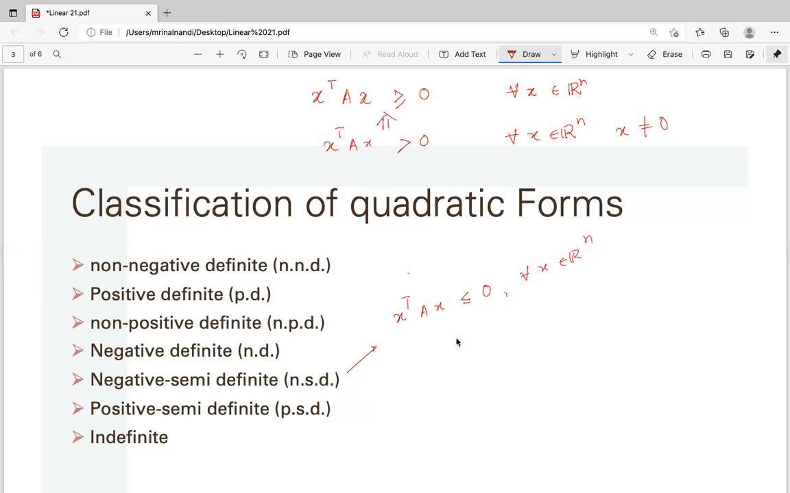And there is at least one non-zero x for which x transpose Ax is 0. Oh, sorry, at least one non-zero x for which this is 0. So this is negative semi-definite. And what is indefinite? Indefinite means for some x, at least one x is positive, and at least one x is negative. So it is called indefinite.